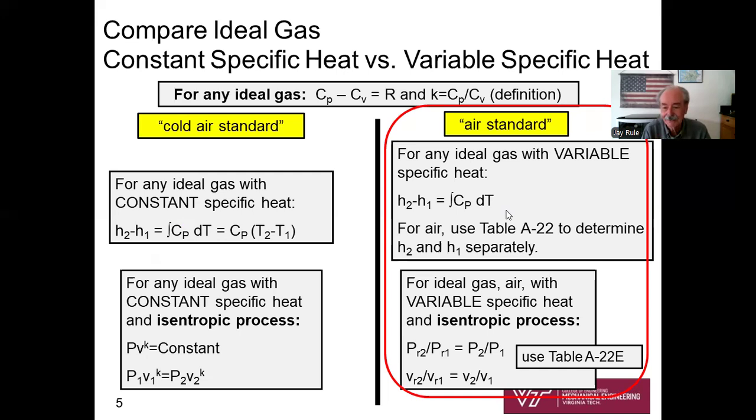Another very powerful fundamental for ideal gases with variable specific heat and undergoing an isentropic reversible adiabatic process, we're going to use this first fundamental a lot in this solution. PR2 over PR1 equals P2 over P1. And the reason is that P2 over P1 is given in the problem statement. Do you remember P1 is given as 14 PSI? And also what was given was the pressure ratio, P2 over P1 is 14.